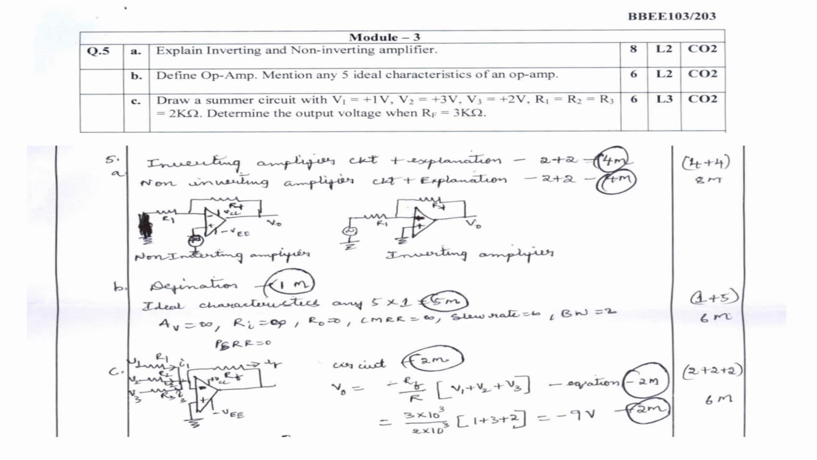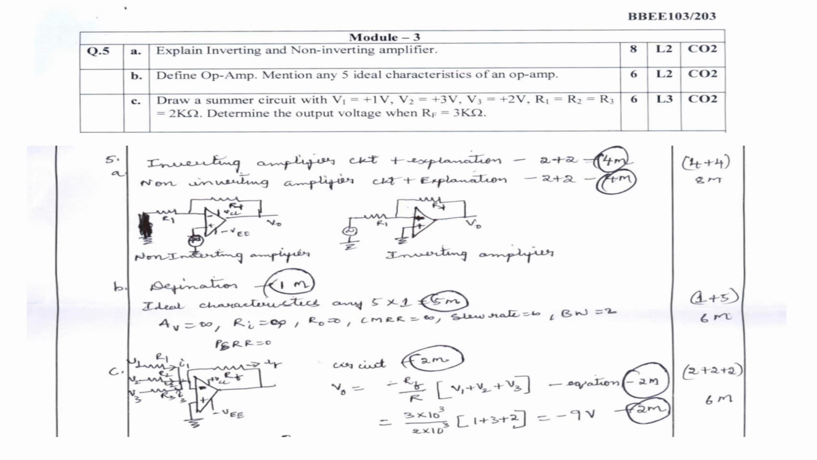So the first question was explaining inverting and non-inverting amplifier. The inverting amplifier with the circuit diagram and explanation carries 4 marks, that is 2 marks for your circuit and 2 marks for your explanation. And non-inverting amplifier circuit carries 2 marks and explanation carries 2 marks. So totally it is of 4 marks, and both together it is 8 marks.